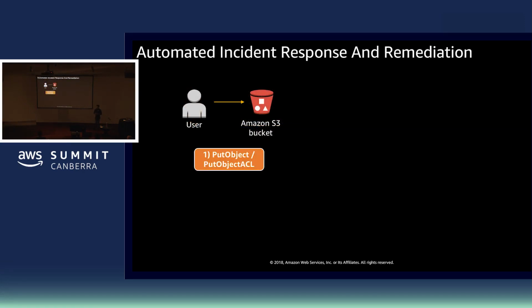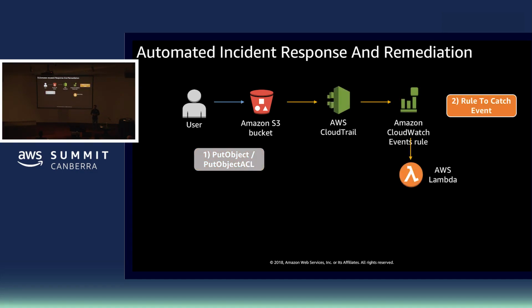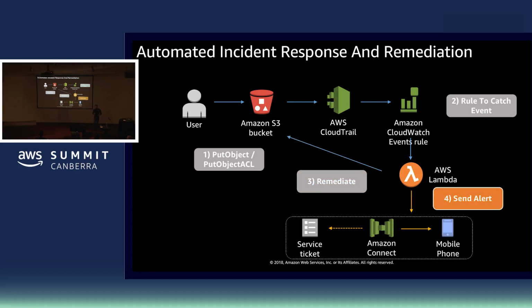So let's walk through the architecture. A user will try to upload or change permissions on an object in a bucket. We'll have that CloudWatch events rule, which catches that event and triggers the AWS Lambda function. The Lambda function does 2 things. It reverts the permissions back to private on the objects in the S3 bucket, and then it initiates Amazon Connect, where it alerts me, notifies me, and allows me to also open a support ticket.